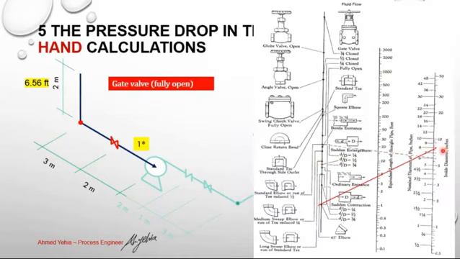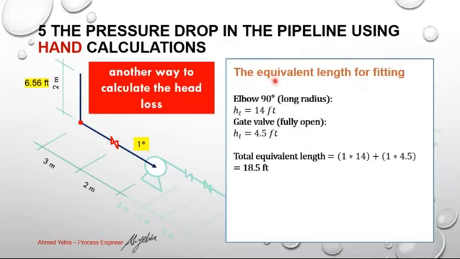We use the same method for the gate valve. We have the same graph here, and we draw a line from 8 inch to the gate valve. The type of gate valve is full open. We draw our line here. Here is the full open. The intersection between our line and this graph is 4.5 foot. So this is the equivalent length of the elbow, 14 foot, and of the gate valve, 4.5 foot. The total equivalent length of the fittings is 1 multiplied by 14 because we have only one elbow, and 1 multiplied by 4.5 because we have only one gate valve. The total equivalent length is 18.5.